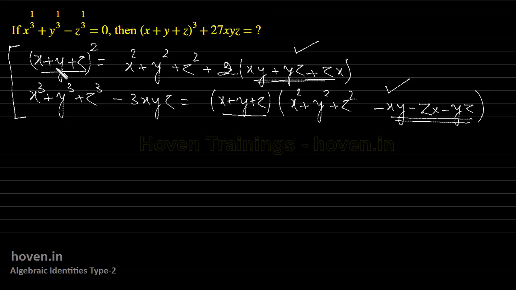The examiner will usually give you some variation of this value. He might say x plus y plus z is 0, then what is this? Or he might say xy plus yz plus zx equal to 0. So questions will be based on either this sum or this sum, and other possibilities are of course there. So keep in mind these 2 formulas. Let us start with our first question.